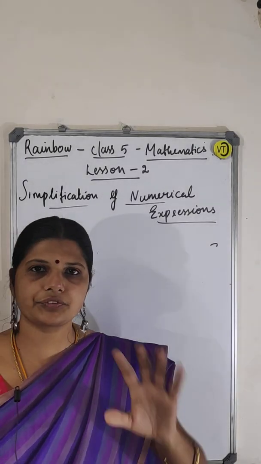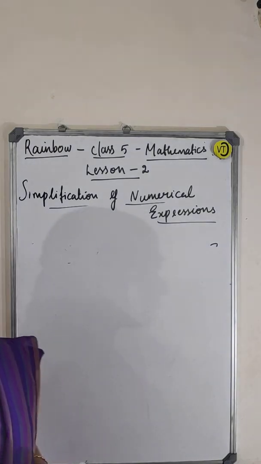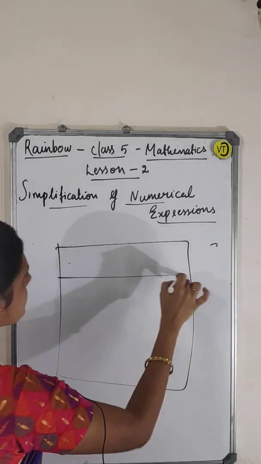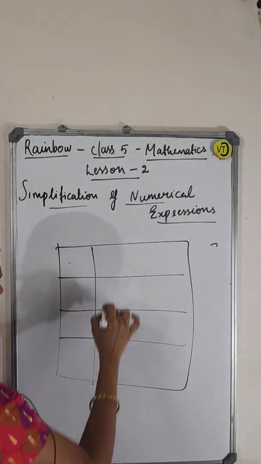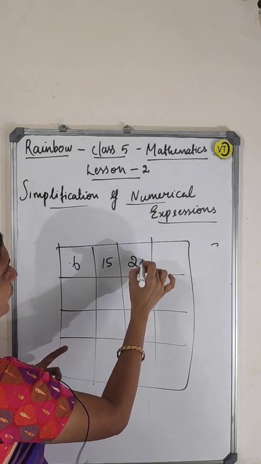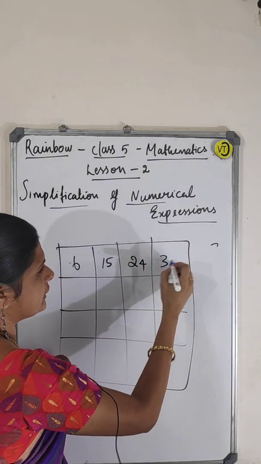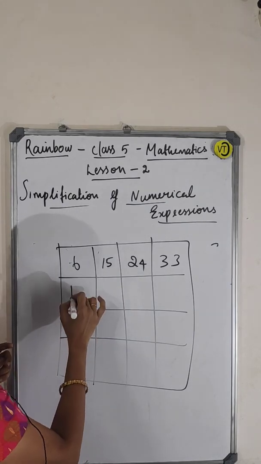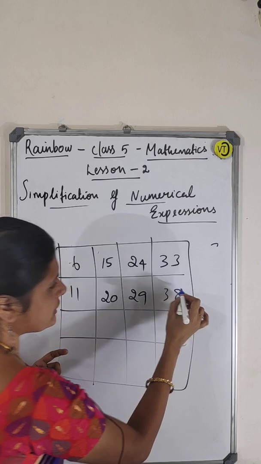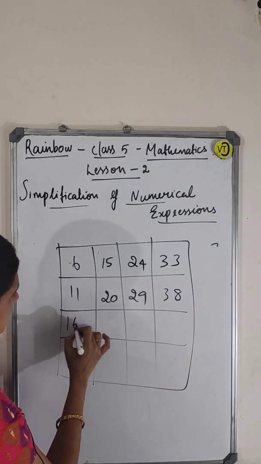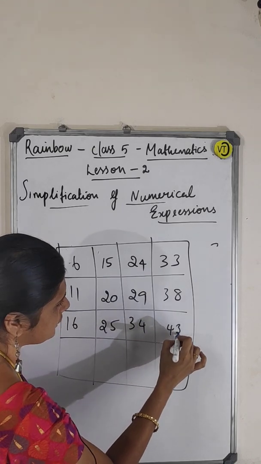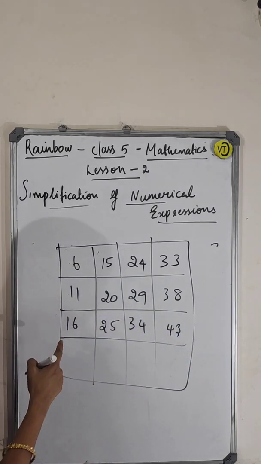Okay, let me see. First of all, I will tell you one grid here. This grid, what they are telling here, see, this is 6, 15, 24, 33, 11, 20, 29, 38, 16, 25, 34, 43. So what is the next number here?